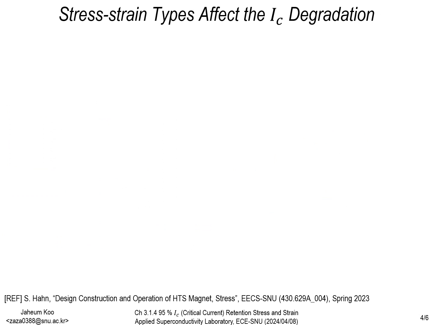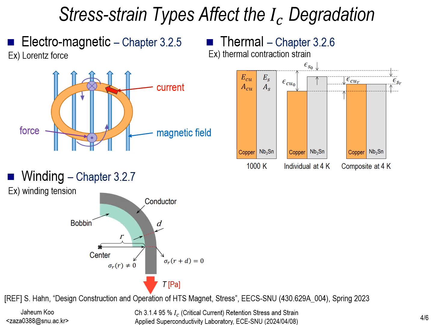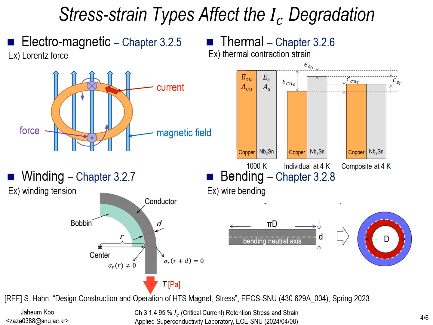In this slide, we will explore several types of stress and deformation that impact the reduction of critical current in superconducting wires. These can be broadly categorized into four types: electromagnetic, thermal, winding, and banding. Each of these types is crucial for considering the mechanical impact on superconducting magnets. These concepts will be discussed in detail in subsequent chapters of our lecture. Understanding these factors is essential for the design and performance of superconducting systems.